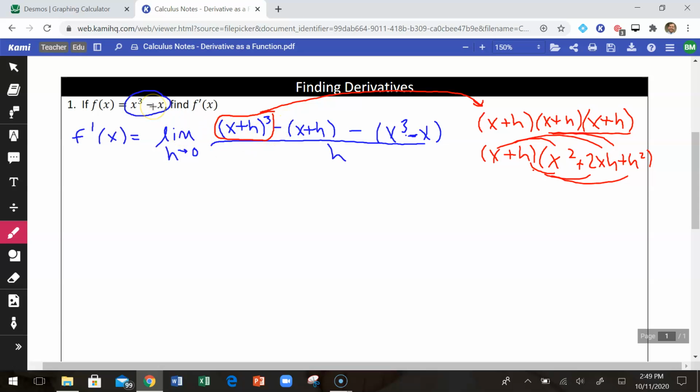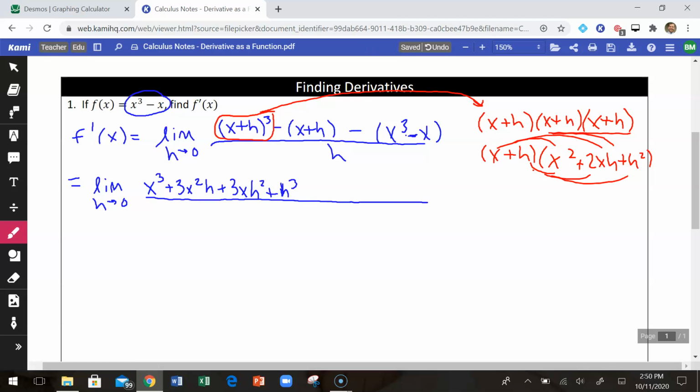So I'm going to go ahead and jump down and continue on finding my derivative here. So I'm going to say equals the limit as h approaches 0 of, well, x plus h cubed. When I go ahead and multiply that out, I get x cubed plus 3x squared h plus 3x h squared plus h cubed. That is expanding out x plus h cubed. Then I need to distribute my negative here, so minus x minus h, and distribute the negative here, minus x cubed plus x, and this is all over h.